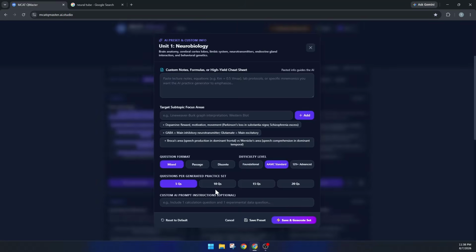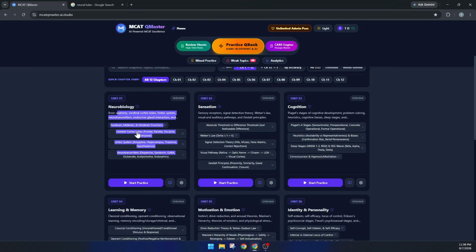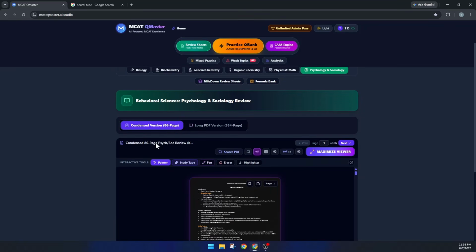And then I would recommend adjusting your difficulty level to foundational, and then I recommend doing discrete questions and not mixed passage questions. By default, you have the AAMC standard and mixed, because that would be more of an actual exam style, but this is for just a question and answer style, multiple choice. So I recommend doing this first, and this way you can test your understanding and make sure you actually understand what was being said in the review sheet.